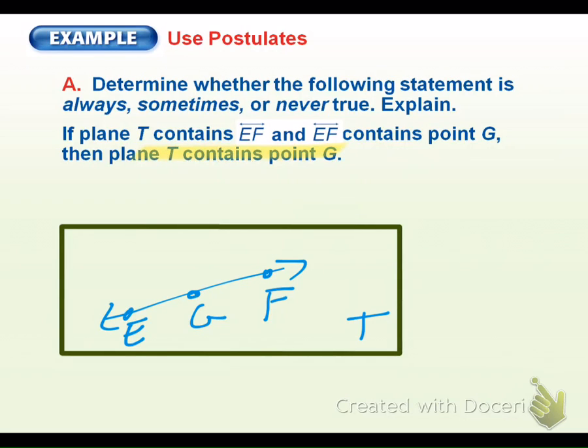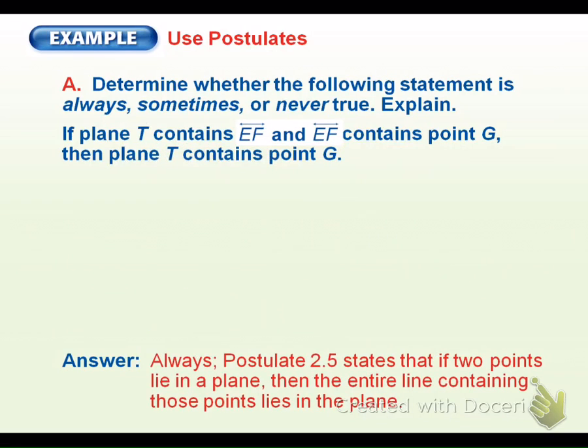Exactly. What theorem is that? I don't have it in front of me. I really don't know off the top of my head. What's the number? 2.5 says the entire line's in that plane, therefore point G is also in that plane. So I would say this is always true by theorem 2.5. You don't have to actually write the theorem out in words. You can give me the number. Okay? That's always true. There you go. Theorem 2.5, if 2 points lie in a plane, then the entire line containing those points lies in the plane. That's your justification for that. That's your reason, your supporting argument.